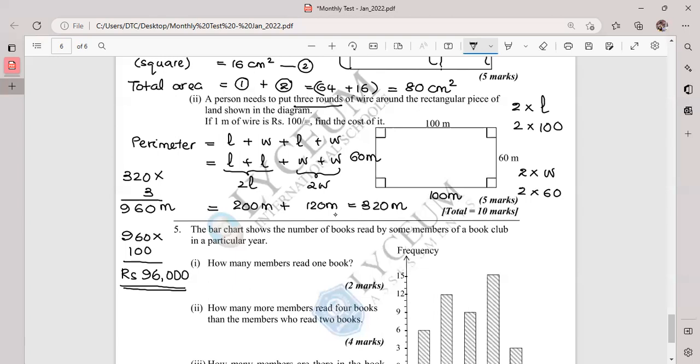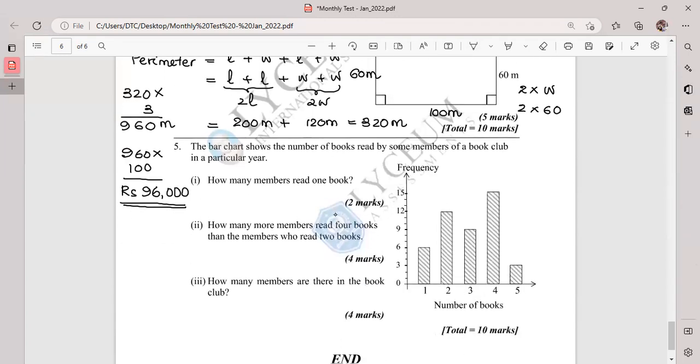But the problem is that we want to go 3 rounds of wire, right? So to have a strong fence, we say so, right? So if we are going 3 rounds, then we want to multiply 320 by 3, right? So it gives me 960 meters. 1 meter is 100 rupees. To find the value or the cost of the 960 meters, I want to multiply 960 by 100 because 1 meter is 100 rupees, right? So the answer will be rupees 96,000. Hope it is clear for all of you, right?